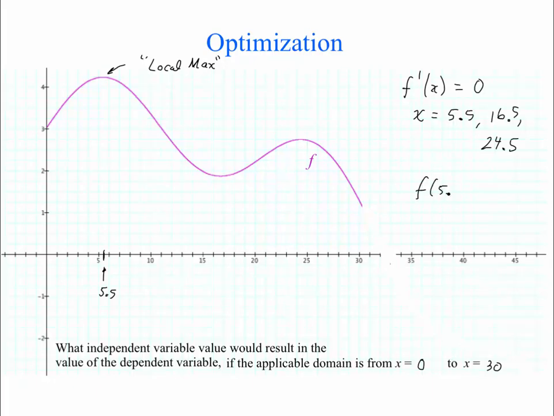Just find these values. F of 5.5, F of 16.5, F of 24.5, and pick the biggest one, right? Pick the one that gives you the maximum value of f. In this case, it would be 5.5. Okay, but then we saw some other examples where maybe this is not going to work. Why not?